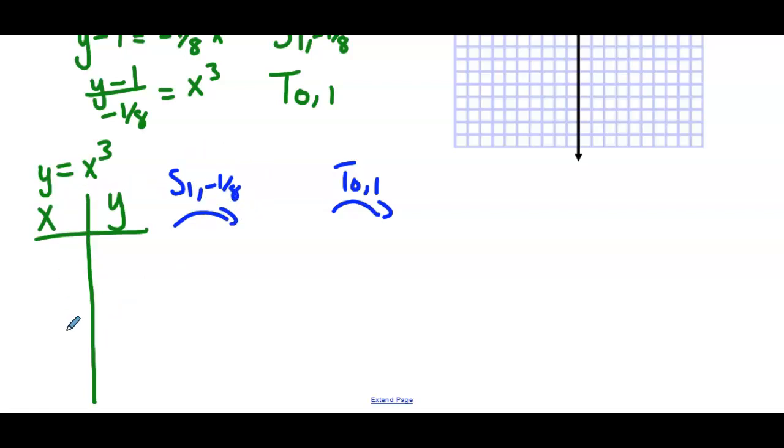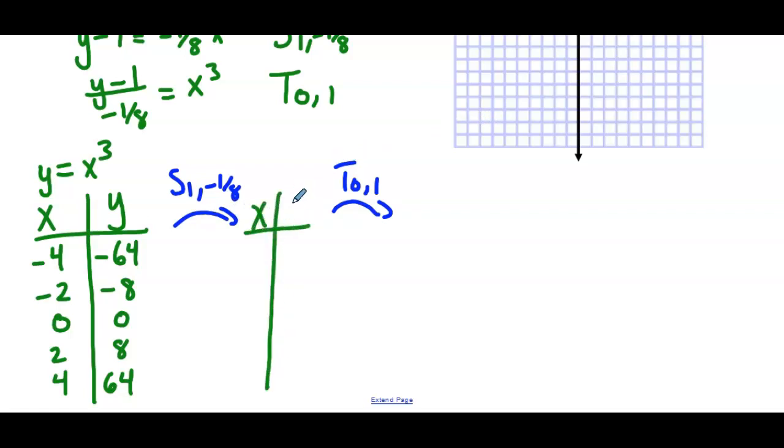So I want inputs whose cube is going to be divisible by 8. That would be really helpful. So I'm going to use negative 4, negative 2, 0, 2, and 4. And we can see why when we take the cube. So negative 4 cubed is negative 64. Negative 2 cubed is negative 8. 0 cubed is 0. 8, 64. So all the y values will multiply by 1/8 nicely. So we're just setting ourselves up to have better points to plot.